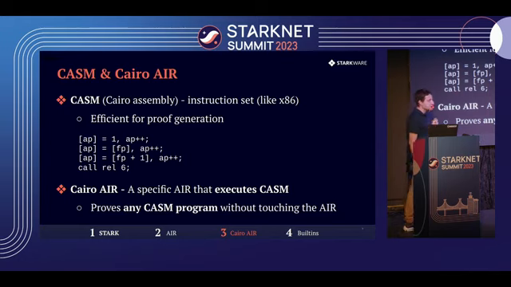The next concept is the Cairo AIR. This is a specific AIR, a single AIR, that executes CASM code. And if you take this Cairo AIR with the STARK protocol, you get a program that can prove any CASM program without changing the AIR. And this is what you have in the Stone prover repository. You have an executable that does this.